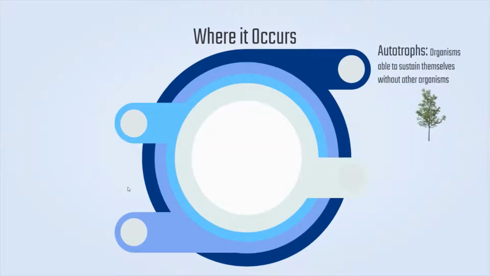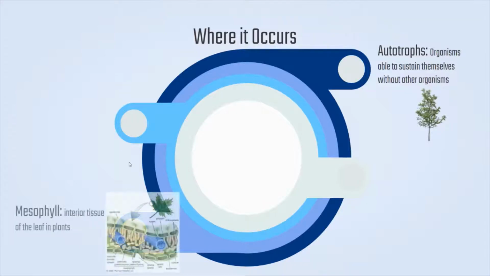Photosynthesis occurs in autotrophs, or organisms that are able to sustain themselves without other organisms. So this includes things like plants and also algae. And within autotrophs, photosynthesis will occur within the mesophyll, which is a part of the leaf, and is the interior tissue.